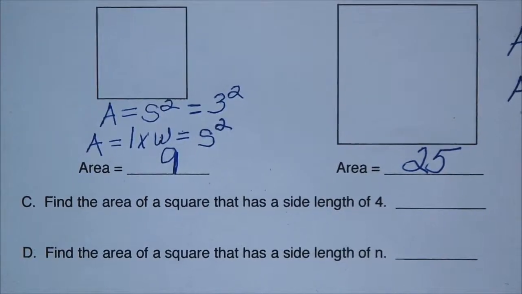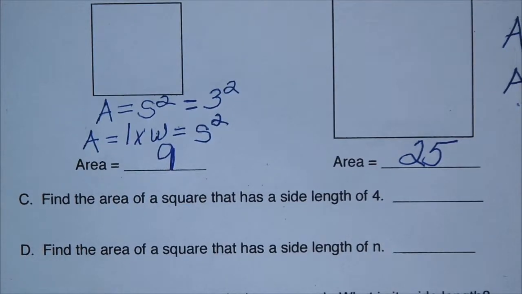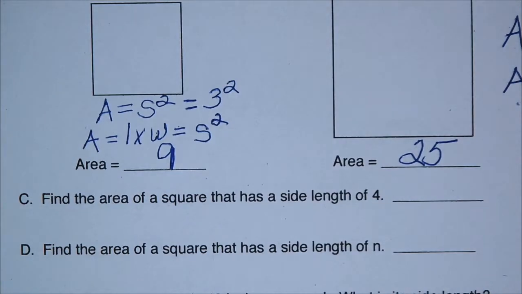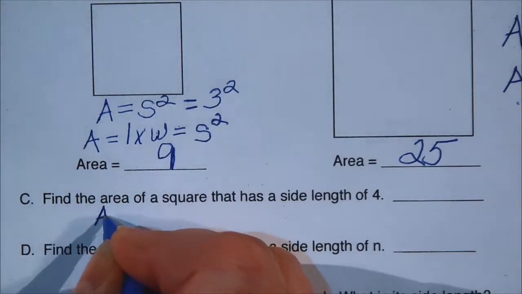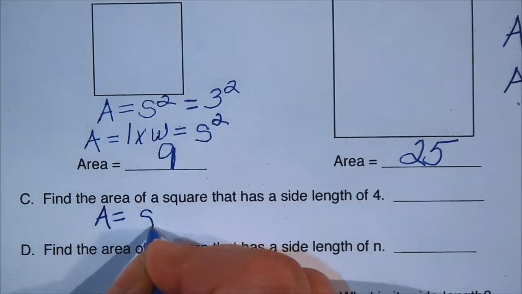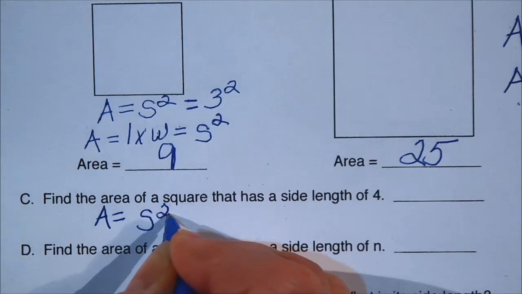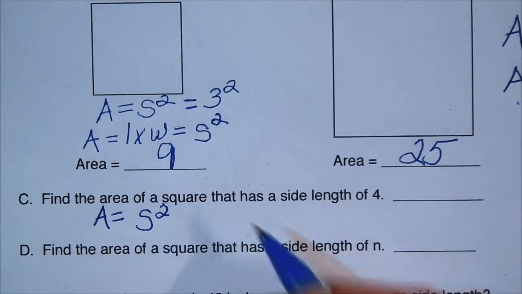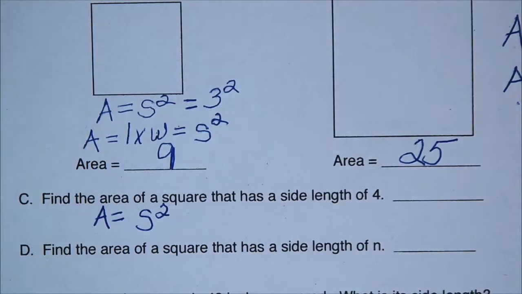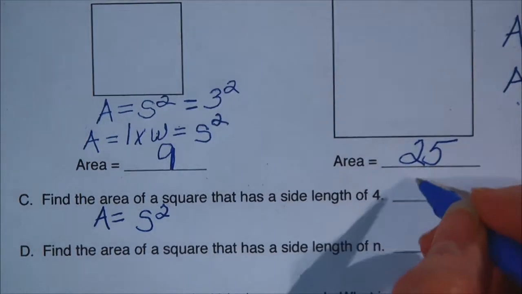All right, now take a minute and figure out the area of a square that has a side length of 4. Okay, so we're going to use our area formula, and then we're going to substitute the S for what? 4. 16. So it's 16, exactly.